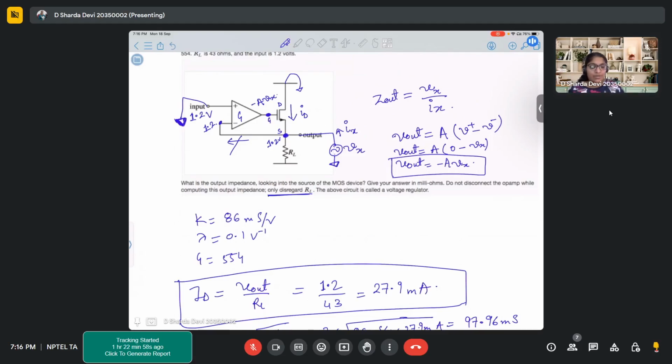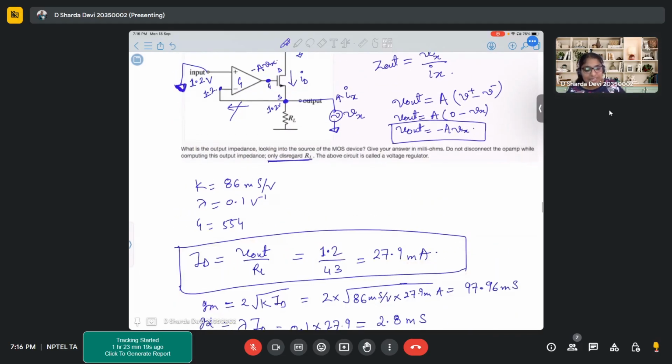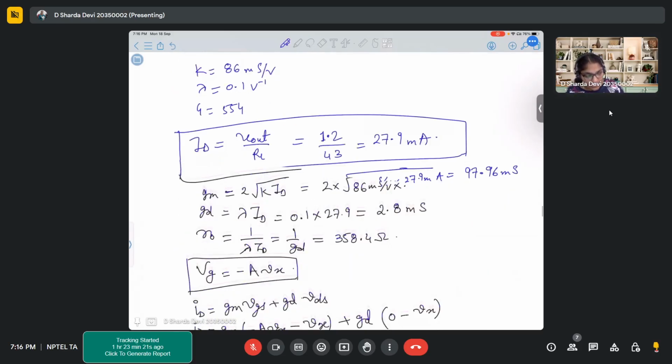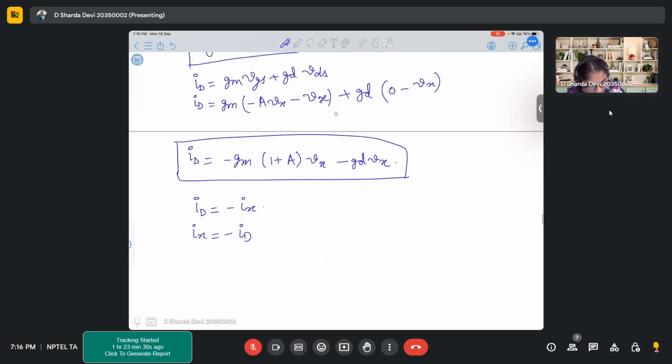In the question, it was already mentioned that you can discard RL. So considering there is no current flowing through the RL, and we already know there is no current entering into your op-amp, if you observe very carefully, your ID is equal to IS, correct? It's just that your signs are reversed. So your ID is minus of IS. So your IS is minus ID.